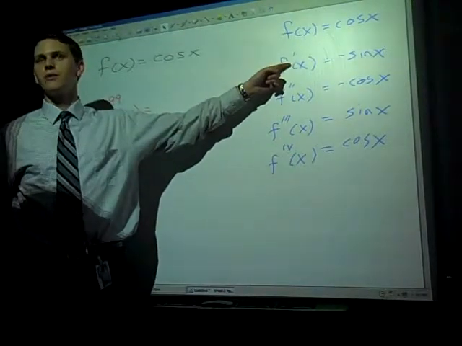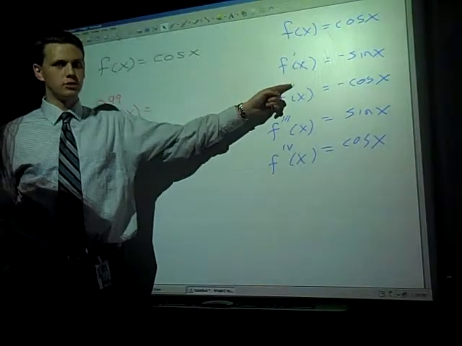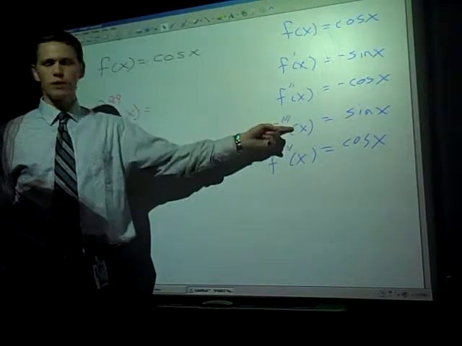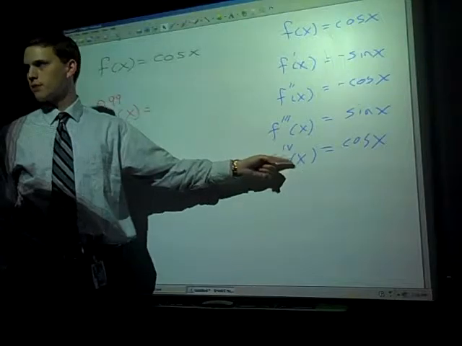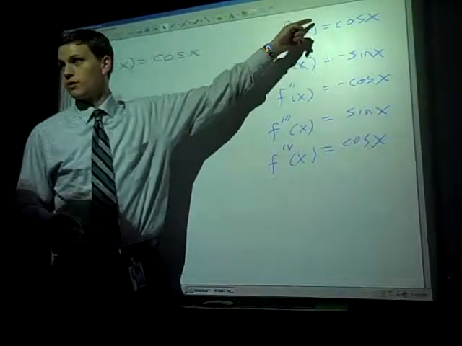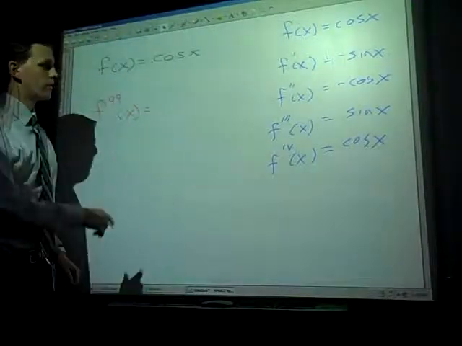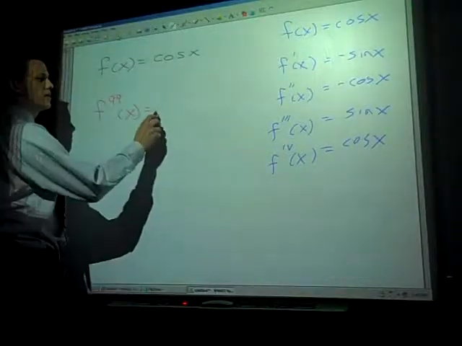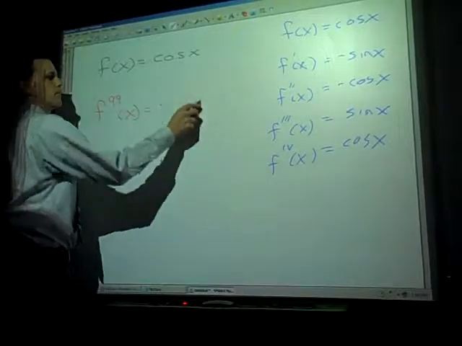Divide 1 by 4, what's the remainder? 1. Divide 2 by 4, the remainder is 2. Dividing 3 by 4, the remainder is 3. Dividing 4 by 4, no remainder, right? That's like f to the 0, the 0th derivative, no derivative. So that means that my answer is the sine of x.